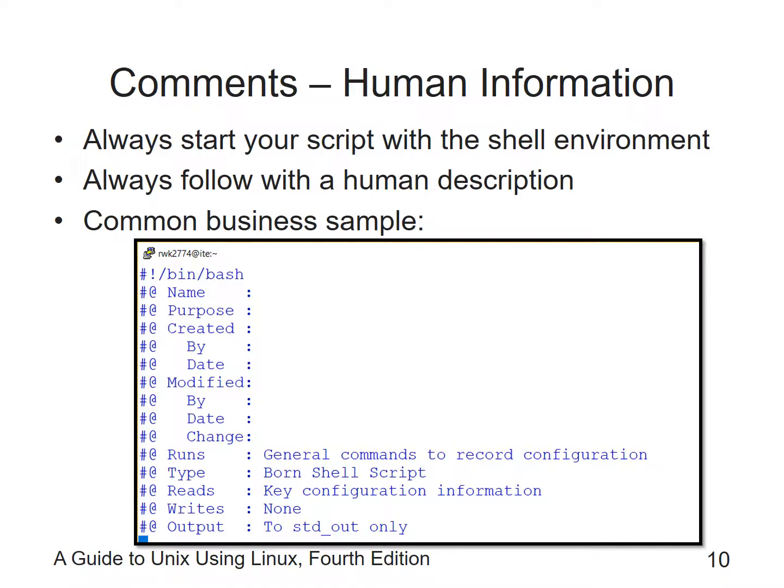Once we establish the shell environment for our script, then we will follow it with human information. Human information is that needed to identify who wrote the script, what it's for, when it was created, and any notes to do with the purpose or general organization. Many businesses will have a standardized header data set.